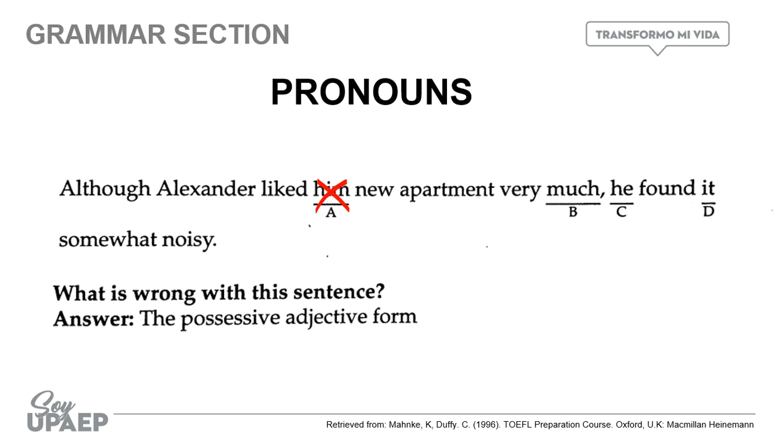So, it cannot be him. It is his. Why? Because it is showing possession. Although Alexander liked his new apartment. You need a possessive adjective because you have a noun after it. And besides, you need to show possession.